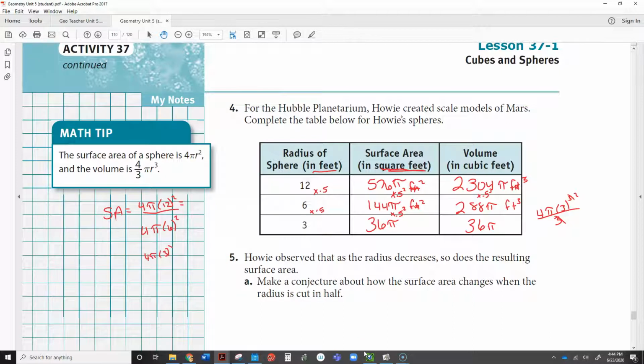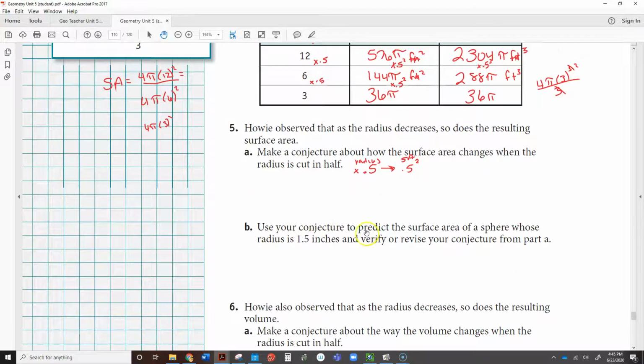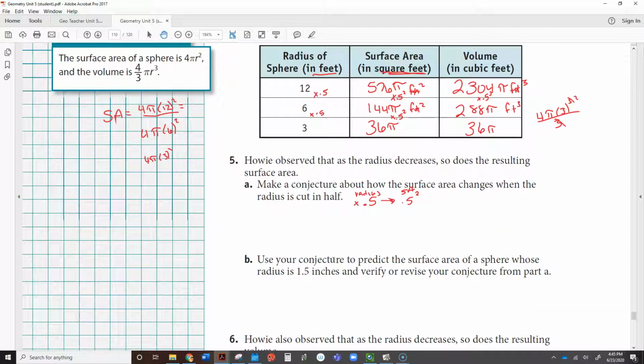Okay, so he observed that as the radius decreases, so does the resulting surface area. Make a conjecture about how the surface area changes when the radius is cut in half. If the radius is cut in half, the surface area will change by 0.5 squared. If the radius is changed by 0.5, then the surface area is going to change by 0.5 squared. That was my conjecture.